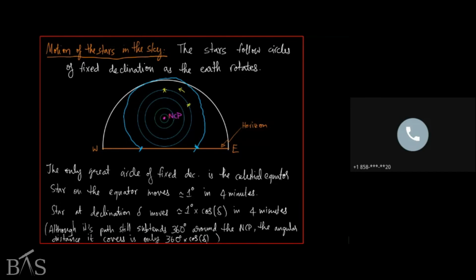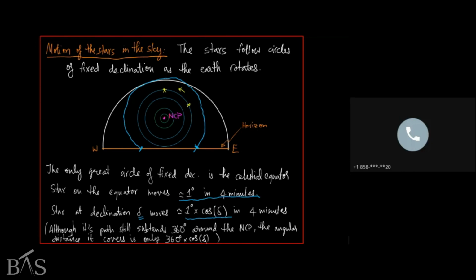Here is some more mathematics. A star on the equator actually moves 1 degree in 4 minutes. Well, 1 degree in 3.99 minutes, but you get the point. 1 degree in 4 minutes. A star at declination delta actually moves slower, okay? Because it has to traverse a smaller circle in the same amount of time. So it actually moves 1 degree times cosine of delta in 4 minutes.